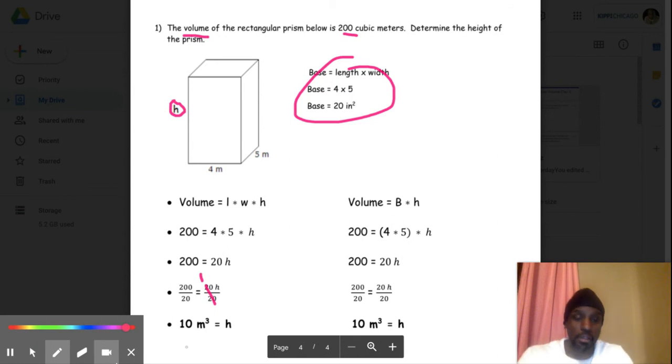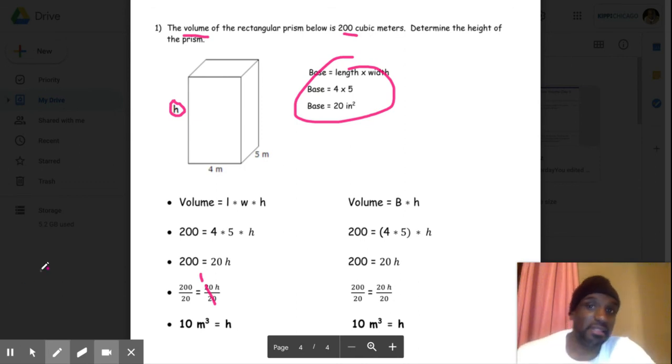So you're calculating today the amount of space inside of three-dimensional shapes. That is called the volume. The base is the area of the bottom of the shape. So you can use either formula, and I got everything up here that you need.